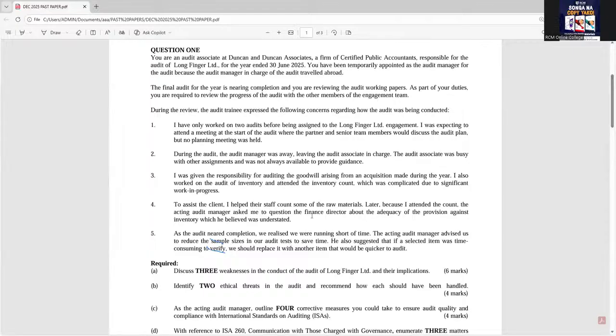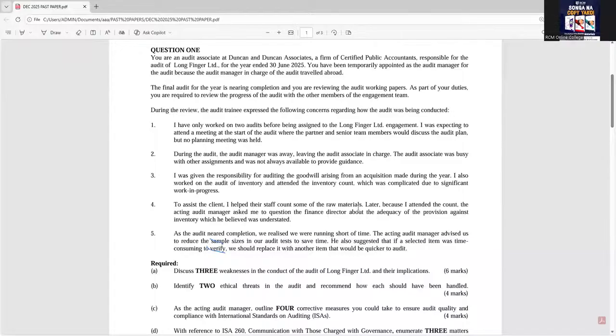So you can talk of self-review, then also intimidation. You can even talk of advocacy. You see, he took part in this case in counting these raw materials. Then you might end up finding that the raw materials they counted, the inventory was not actually correctly reported.